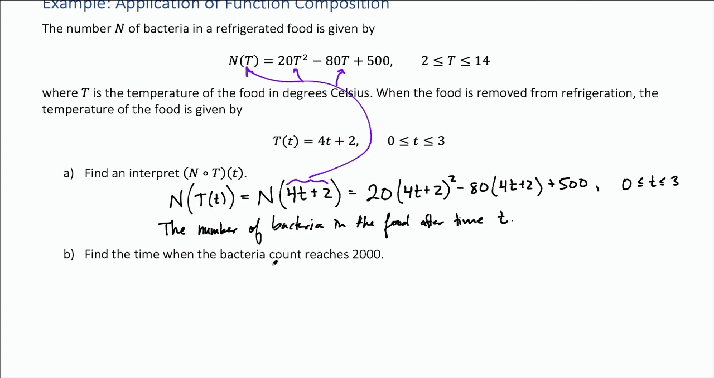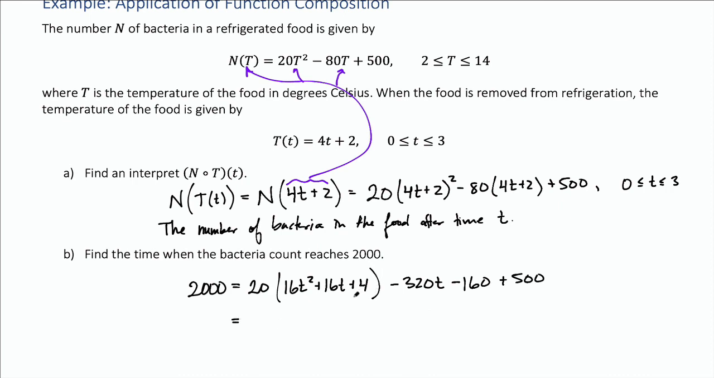Finally, find the time when the bacteria count reaches 2,000. So we actually are going to have to multiply this out. Let's go ahead and do that. So we want the number to equal 2,000, equals all of this. So 20 times, let's go ahead and multiply this out. That's 16t squared plus 16t plus 4 minus, let's distribute that 80, 320t minus 160, and then plus the 500.